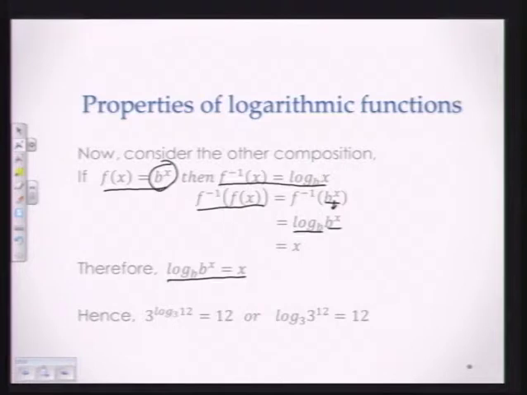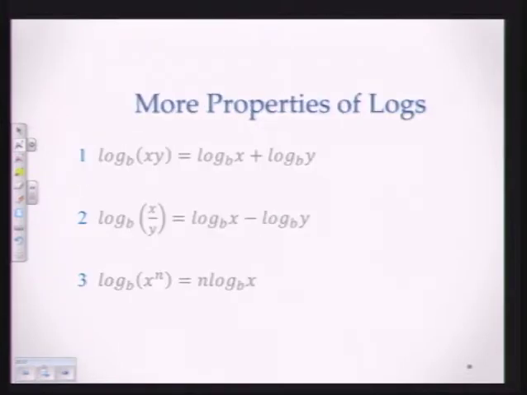Now, let's look at that as an application. 3 to the log base 3 of 12 is simply 12. Or the log base 3 of 3 to the 12th equals 12. So we've got two properties that come in very handy at certain times. And those are called the inverse properties of logarithms. But there are three more properties of logarithms that are important as well.